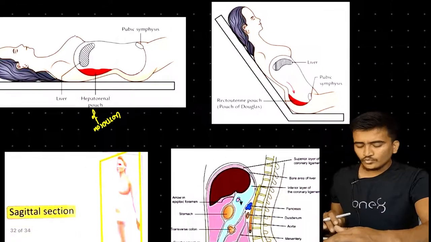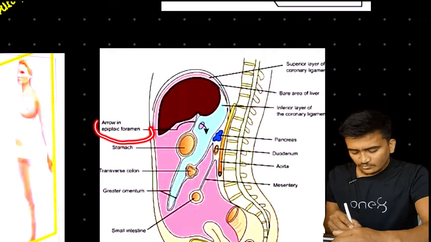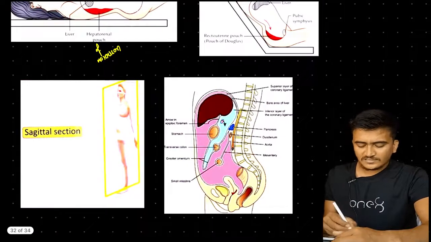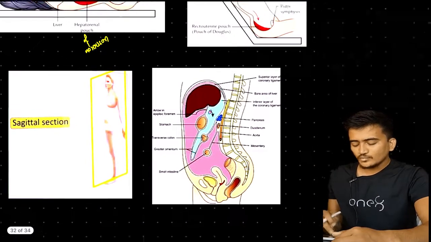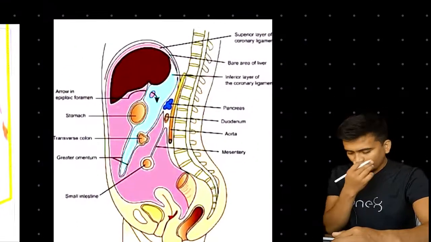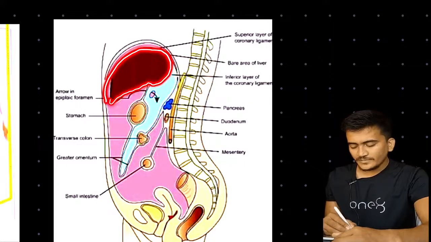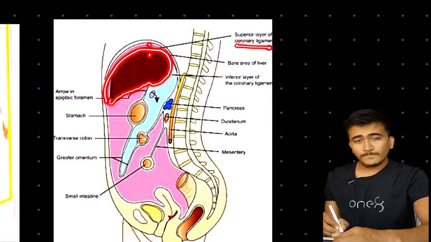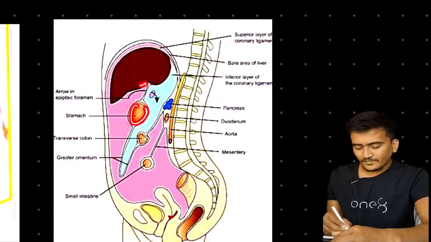Now we need to know a detail about the epiploic foramen of Winslow, right here. What is this structure? This structure is a sagittal section of the body, and we are having a side view. While looking from the side, we have this structure. This is our liver. Here you can see the coronary ligament attaching the liver to the body wall superiorly. This is our liver and this is our stomach. Stomach and liver are connected.